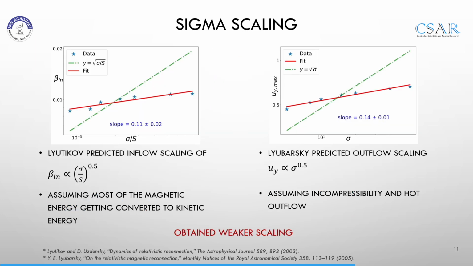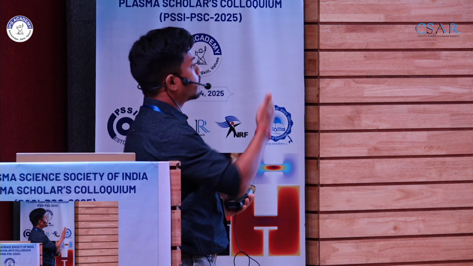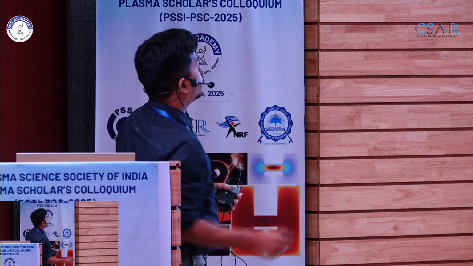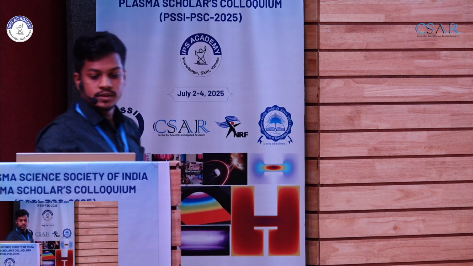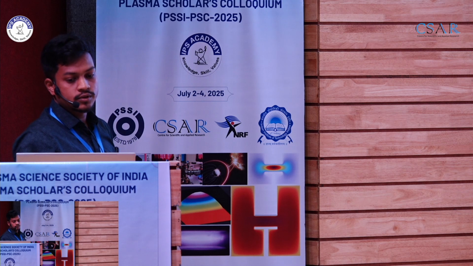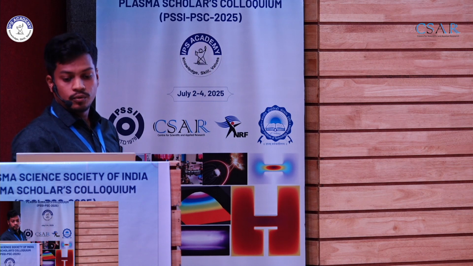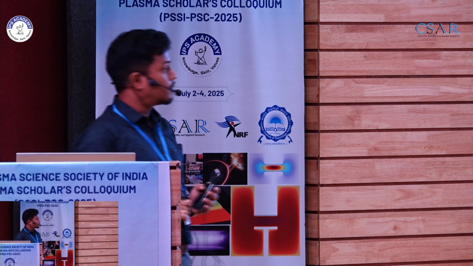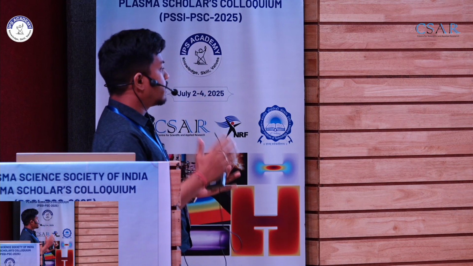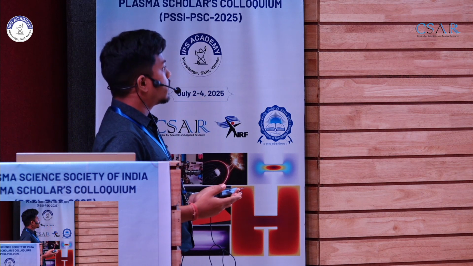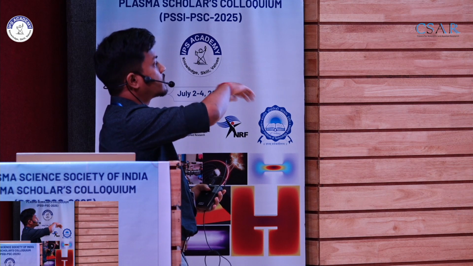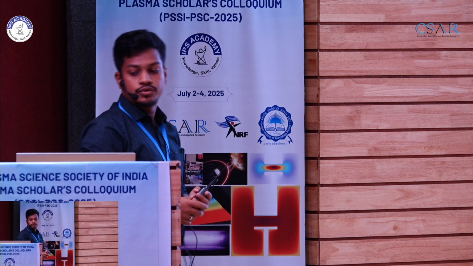To understand the inflow and outflow dynamics of the plasma, we do a sigma scaling. So this sigma is the magnetization parameter. It shows the increase in magnetic energy from left to right. Okay. So what we see is that Lyutikov predicted the inflow scaling, beta_in proportional to (sigma/S)^0.5. By doing so, he assumed most of the magnetic energy gets converted to kinetic energy. So the green line is the predicted scaling, and the red line is what we get in our simulation.